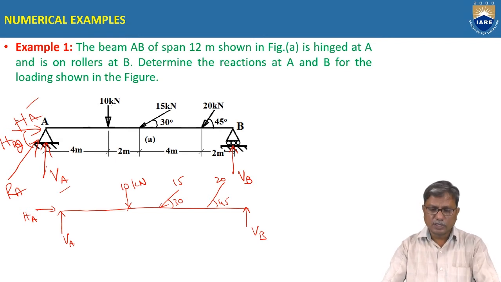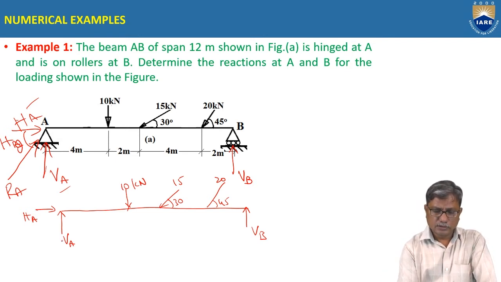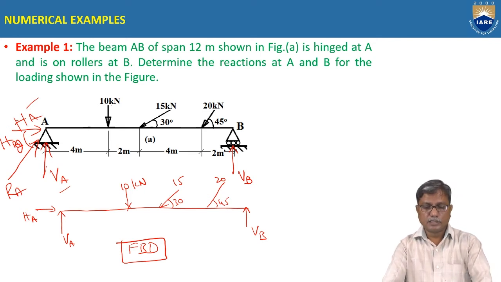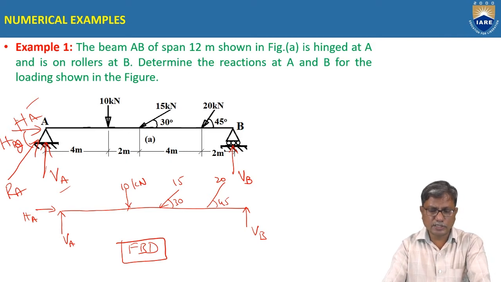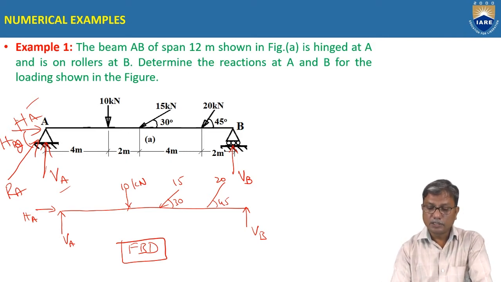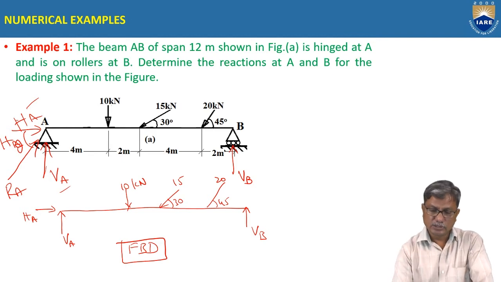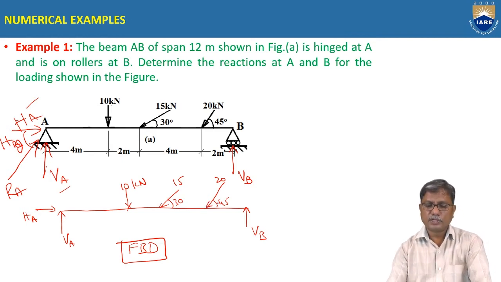So this is the free body diagram for the given beam. First step, we draw the free body diagram. How to draw it? By removing the supports and replacing them by the reactions exerted at the support. Now we apply the conditions one by one: sigma Fx = 0, that means the sum of horizontal forces is 0, and sigma Fy = 0 and sigma M = 0.